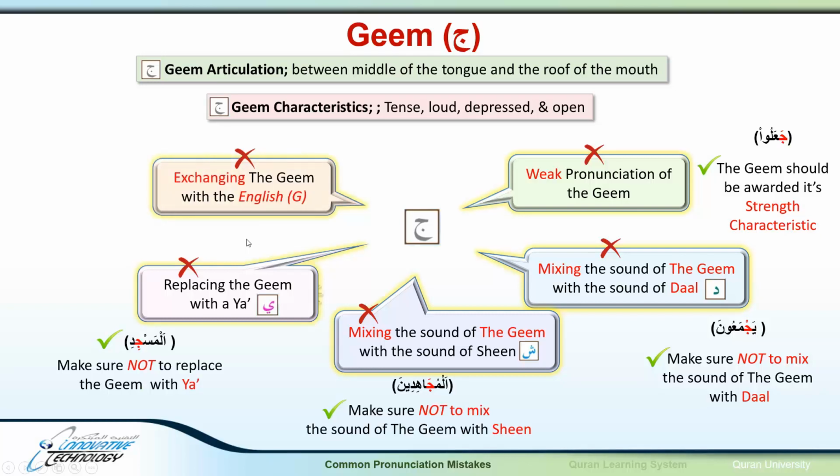And the last mistake is exchanging the jim with the English g. Example, al-hajju ashhurun. This is a common mistake in the Egypt area. The right way of that is to say al-hajj with a proper jim. So let's hear the proper pronunciation. الحج أشهر الحج. الحج أشهر معلومات. Make sure not to exchange the jim with the g.